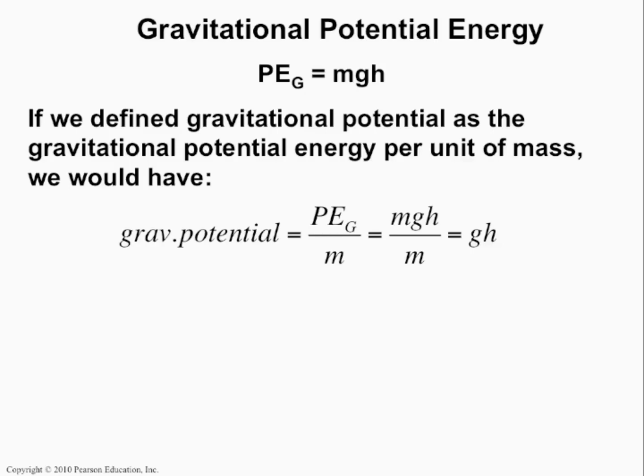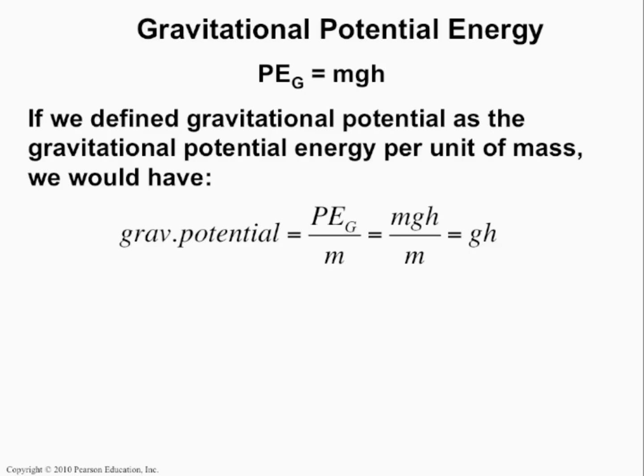But it could be talked about. It could be defined. Gravitational potential could be defined as simply the gravitational potential energy per unit of mass. And that would give us the quantity gh. Now, the quantity gh is quite common, but it doesn't carry the name in the physics books as gravitational potential. The only reason I'm doing this first is because it's going to help you understand what electrical potential is.